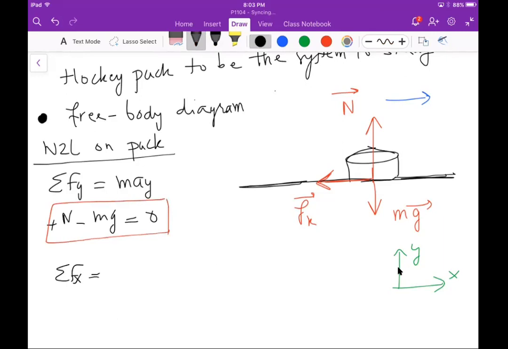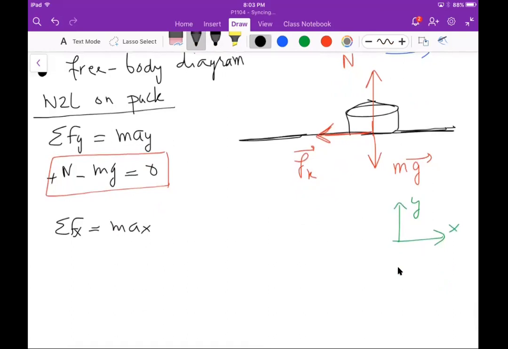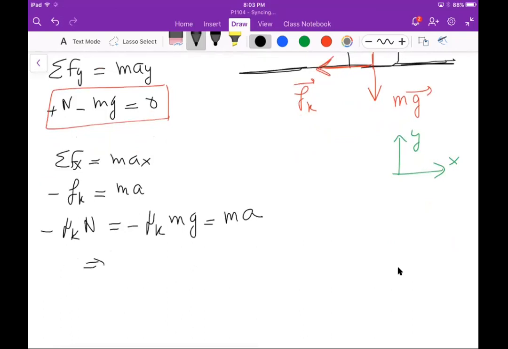And then if you apply the sum of Fx equals m a_x, along the x-axis, all we have is the friction force. So we end up with minus fk is equal to m times a. A is the acceleration of the hockey puck, and we don't know what it is. So let's replace each term by its value. So fk is nothing else than mu k times n. And the normal force, we can get it from the first equation, it's mg. So we end up with minus mu k mg is equal to ma. From here we can deduce that a is equal to minus mu k times g. Fine. So already we have something out of the equations: mu k is equal to minus a over g.